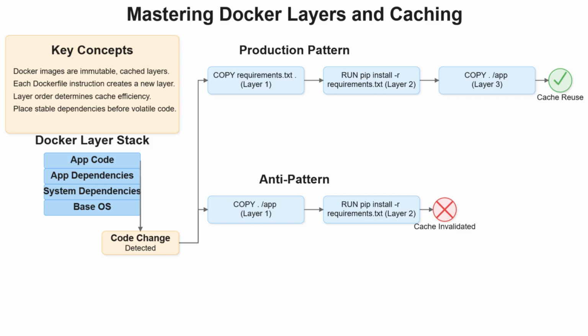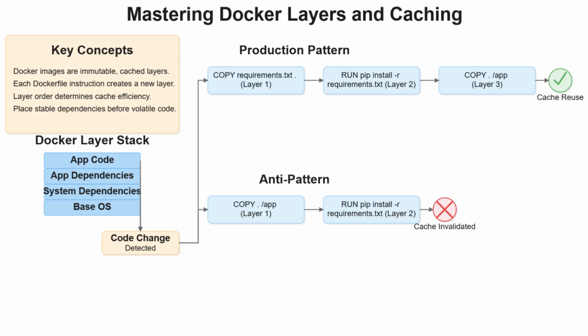Moving beyond layer ordering, multi-stage builds are the enterprise standard for production-grade images. The problem with single-stage builds is they often include heavy build tools like compilers, development headers, and testing frameworks that are essential during compilation, but completely unnecessary at runtime. This can balloon a Python image from 180 megabytes to over a gigabyte.